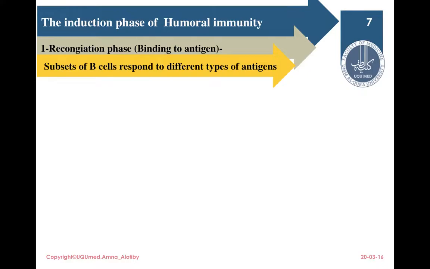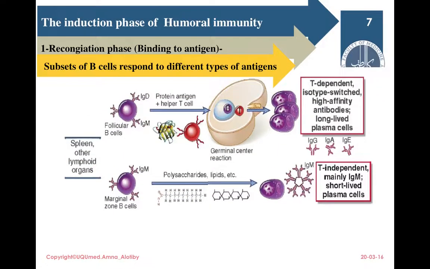These subsets of B cells respond to different types of antigens. If we look here, the spleen and other lymphoid organs have follicular B cells and marginal zone B cells. Follicular B cells, if you look closely, have IgM and IgD expressed on their surface. They respond to protein antigens with the help of T cells, and they both interact inside the lymph nodes and then differentiate into plasma cells.